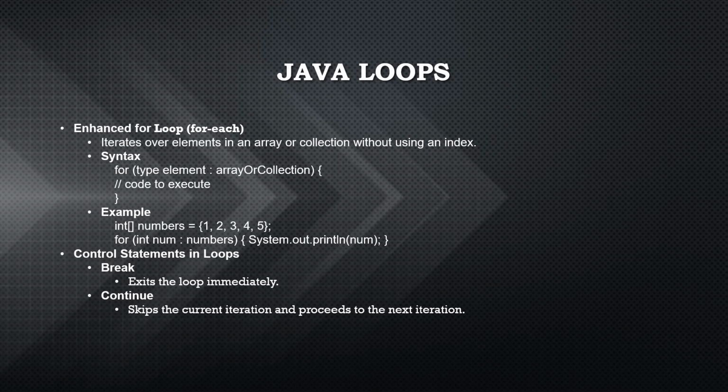In loops, control statements such as break and continue are used to manage the flow. The break statement exits the loop immediately, while the continue statement skips the current iteration and proceeds to the next one. For example, you can use break to stop a loop based on a condition, and continue to skip certain iterations and move on to the next one.